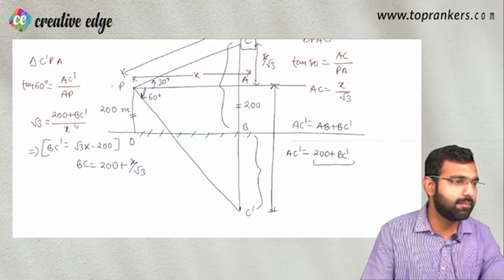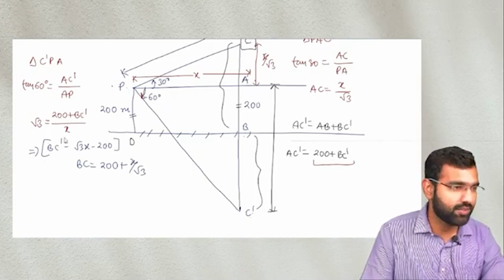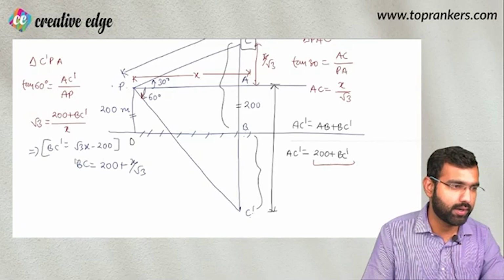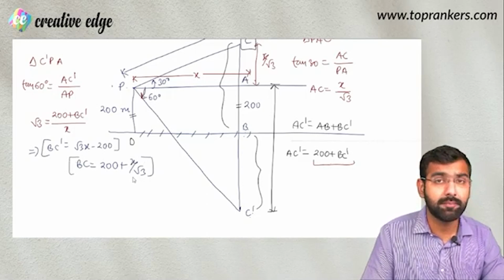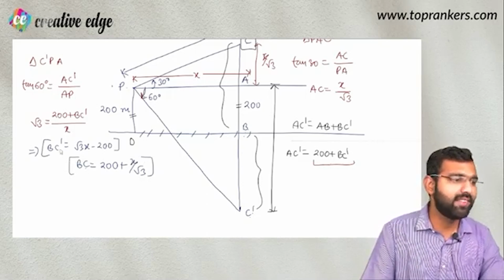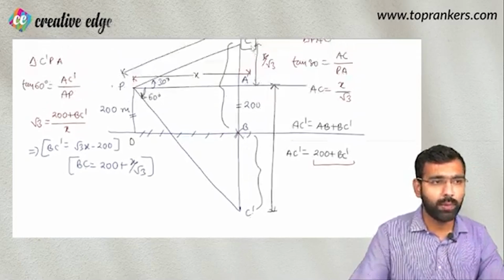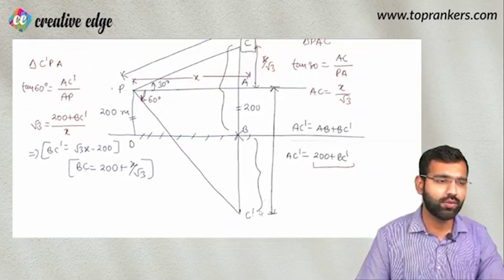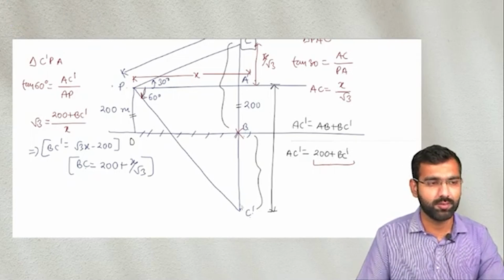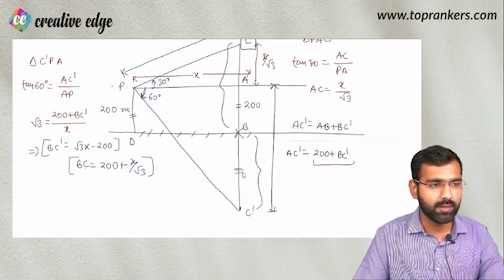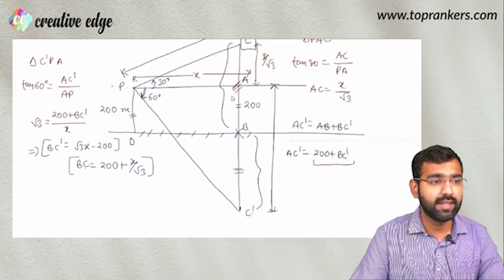I repeat my statement. BC dash is going to be under root 3x minus 200, and this we have evaluated as BC, and we all know that BC and BC dash will be equal क्योंकि ये lake का वो mid point है जिसके ऊपर कोई एक ऑब्जेक्ट है कुछ सर्टेन डिस्टेंस पे और उसकी इमेज है वाटर इमेज कुछ सर्टेन डिस्टेंस पे, और दोनों डिस्टेंस इक्वल होंगे, यानी BC डैश और BC विल बी इक्वल, राइट?